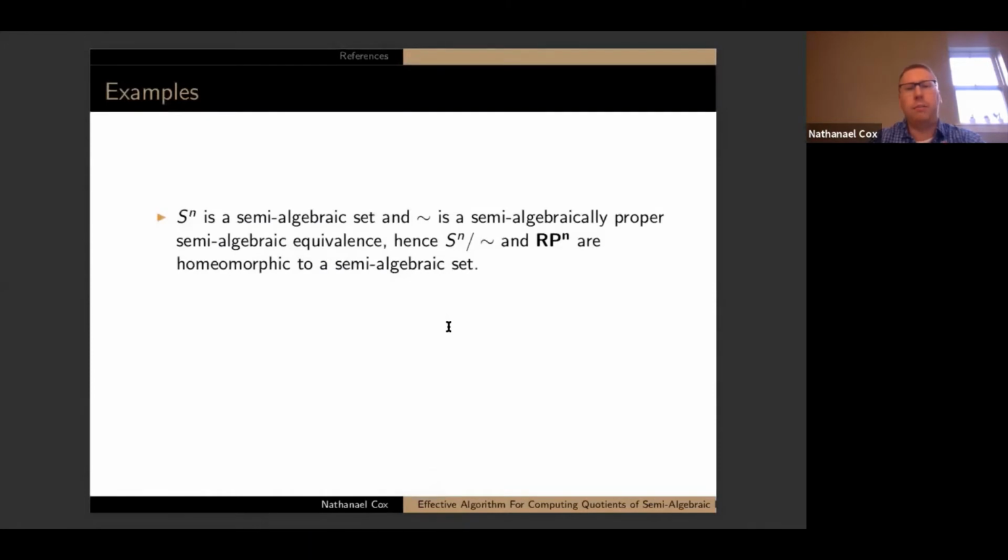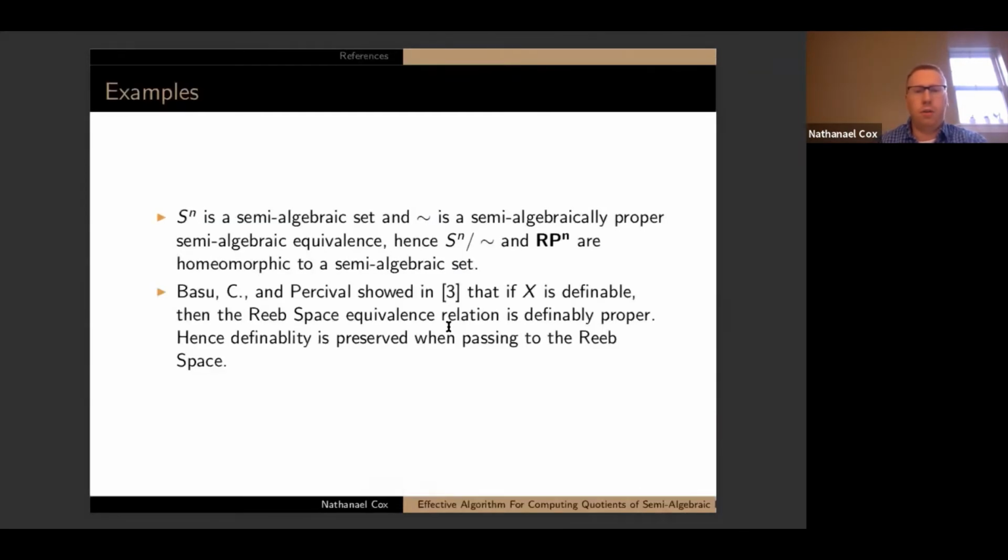To apply that theorem: the circle is a semi-algebraic set, and you can show that the equivalence relation that generates the real projective plane is semi-algebraically proper, and hence the real projective plane is homeomorphic to a semi-algebraic set. Slightly more substantively, we were able to show in a previous paper that if X is definable, then the Reeb space equivalence relation is definably proper, and hence definability is preserved when passing to the Reeb space as well.